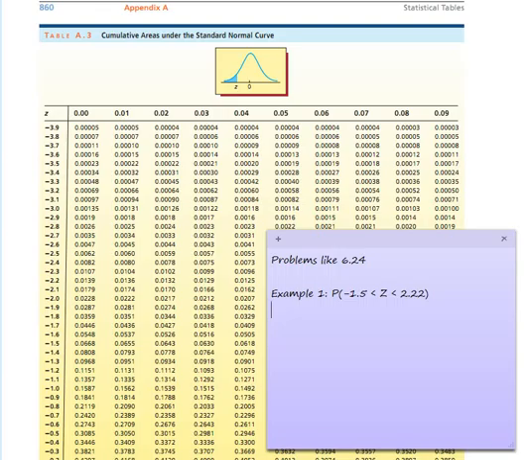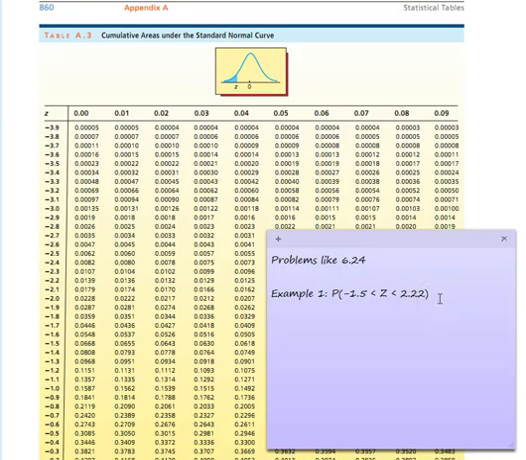Hi, this is Professor Schaefer, and I want to spend a moment with you on how to solve questions like you'll find on problem 6.24. Problem 6.24 has several types of problems. It has a problem like example 1 that I'm putting in here. I'm not using the exact problems in 6.24. I'll let you do those on your own.